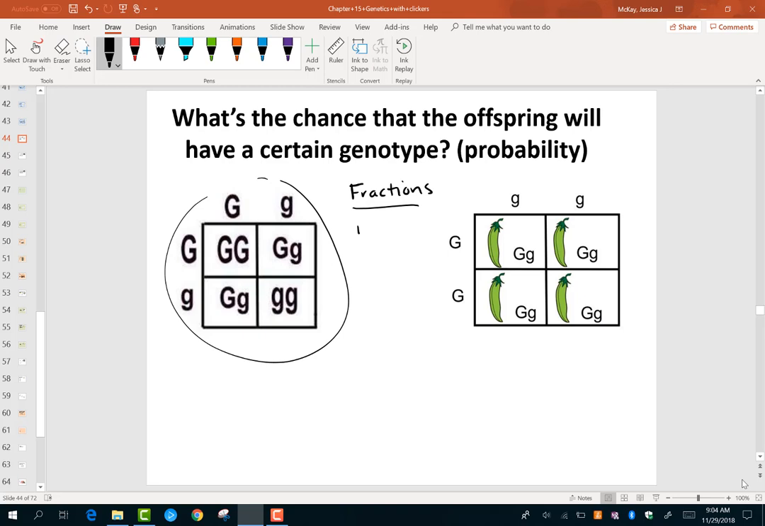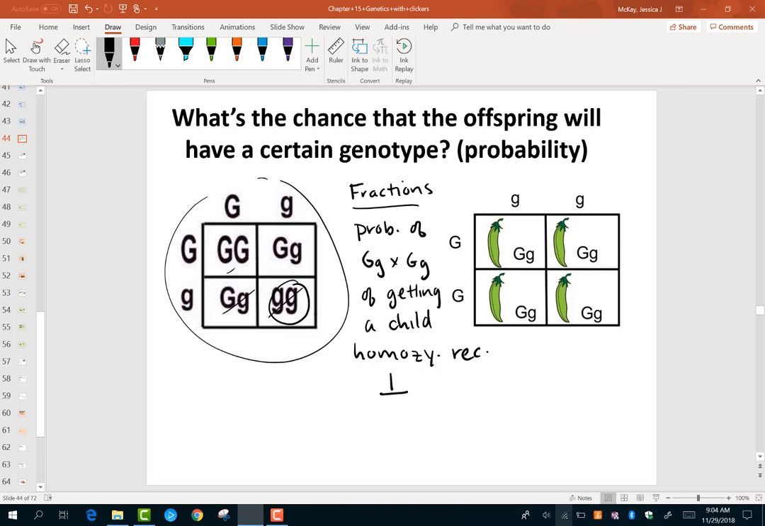So, if we asked the probability of a cross between two heterozygotes, right, so that's a monohybrid cross, of getting a child that is homozygous recessive, we would look and we would see that you have one out of one, two, three, four possible outcomes. Okay.